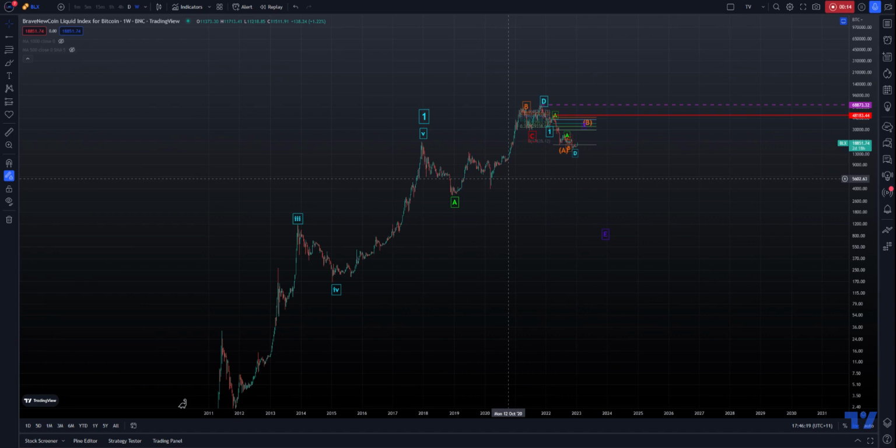Now, long-term, I think Bitcoin has a lot of potential, a lot of potential. I'll tell you roughly how much we could at least expect to see in the next major bull run. But like everything, we need to see a correction complete.